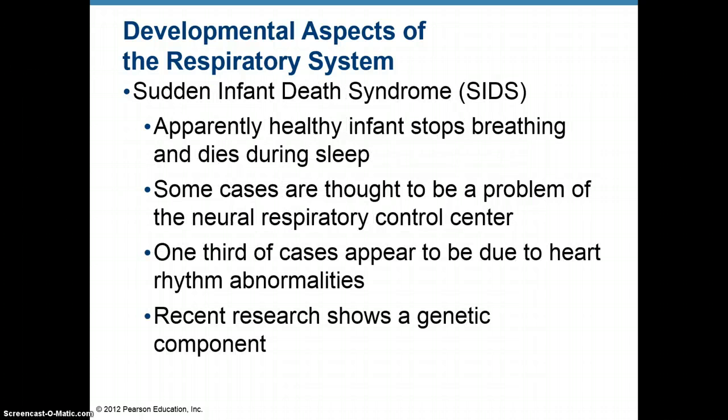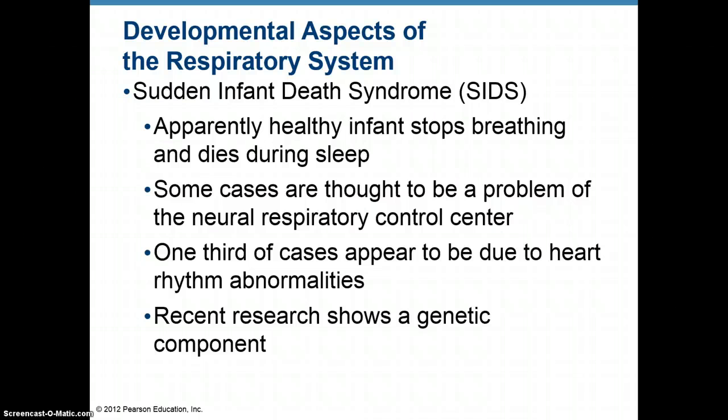Okay, so what else? SIDS, S-I-D-S, Sudden Infant Death Syndrome. When Bella was a baby, I was always scared and always watched her sleep because I was scared of this syndrome. This is when a healthy infant just stops breathing in the middle of the night and dies during their sleep.